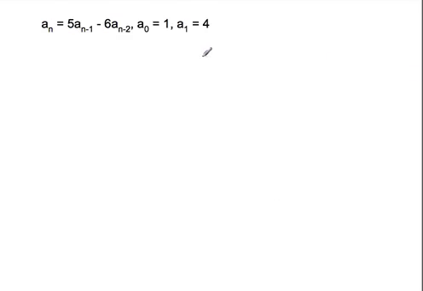So here's a recursive sequence. We have the first two terms in the sequence, 1 and 4. Now the next term we get by doing 5 times the previous term, which is 4, minus 6 times the first term, which was 1. So 5 times 4 is 20, minus 6 times 1 is 6, so that's going to be 14 here.